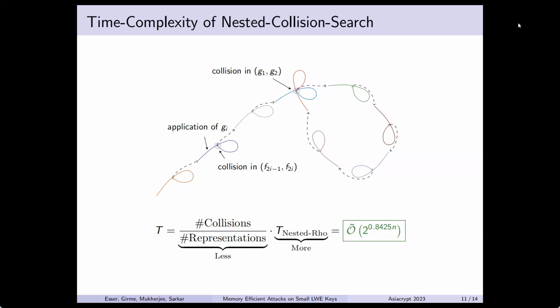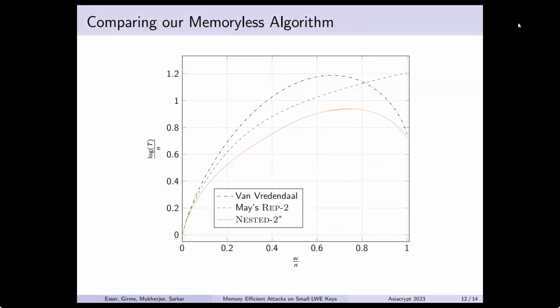So the time complexity is the same as previous. It is the total number of collisions divided by the number of representations times the time needed for one collision. Just notice that since we are matching on more bits, this T nested is actually increasing, and since we repeat it less often, this number is therefore the time complexity. Up until this point, we saw it for a fixed weight n by 2, but for an arbitrary weight, you can see that our method is the lower one, this green one is MAY, and this upper one is the Van Wiesenthal method.